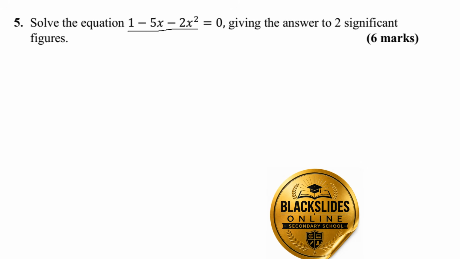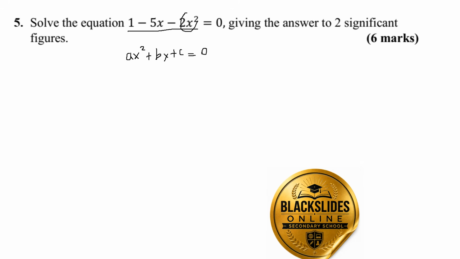So first thing first, you have to try to rewrite the equation in the form of ax squared plus bx plus c equals 0. Right, so if you look at the given equation, you find that it's not in this form yet. You need to rearrange the terms so that they are in this format.